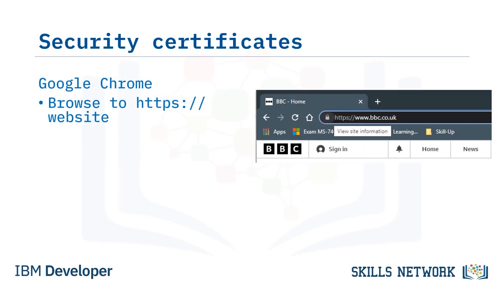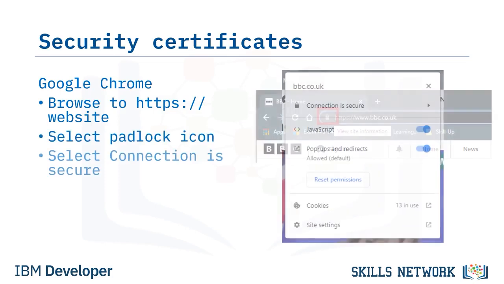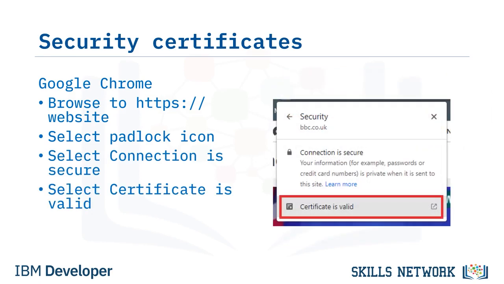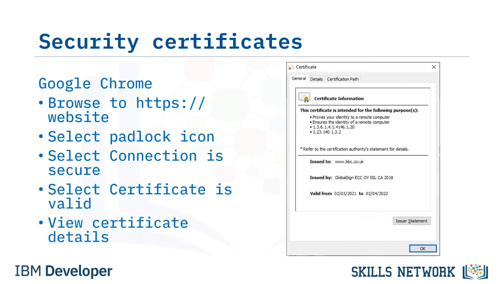To view a website security certificate in Google Chrome, browse to a website using the HTTPS protocol and click the URL address in the address bar to display the full URL. Select the padlock icon to the left of the URL and select Connection is secure. Then select Certificate is valid, and the web server certificate will open in a separate dialog box. Here you can view general certificate information, such as the issuing CA and the validity dates. On the other tabs, you can view detailed information about the certificate, such as its serial number, security algorithms, and its certification path back to the issuing CA.